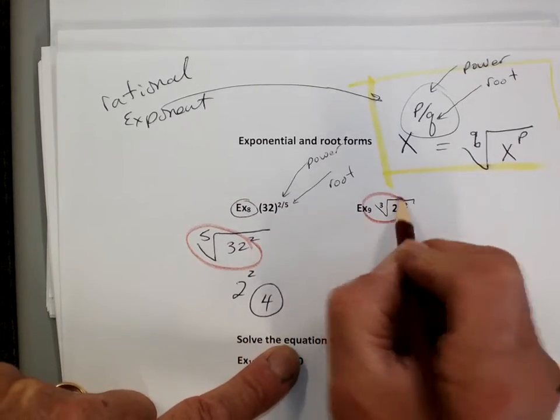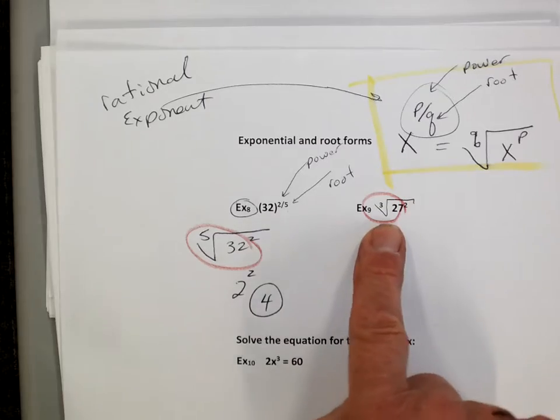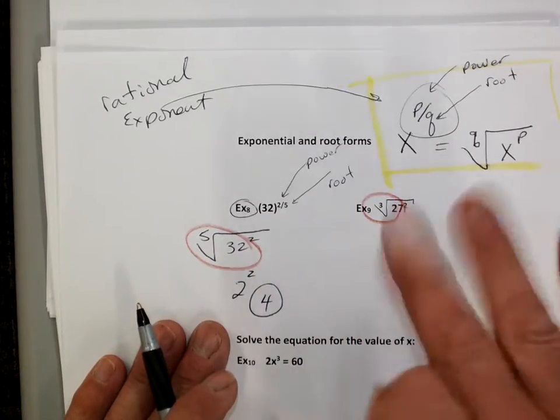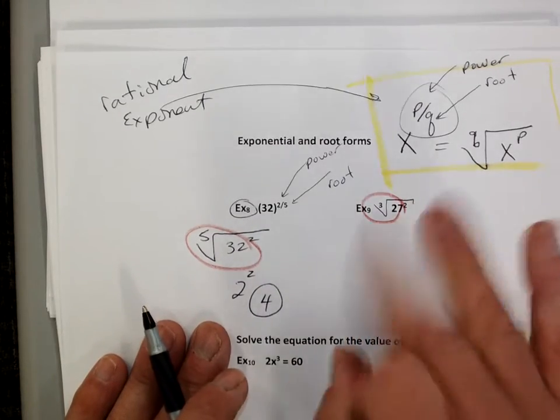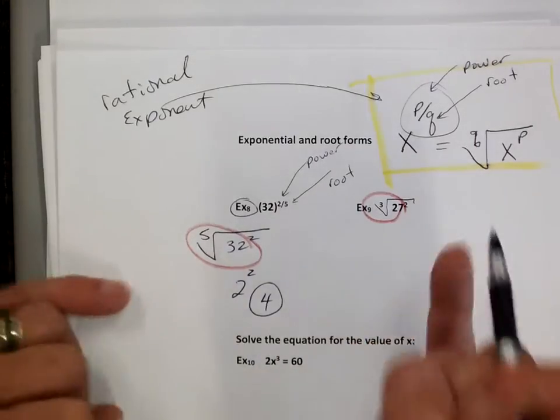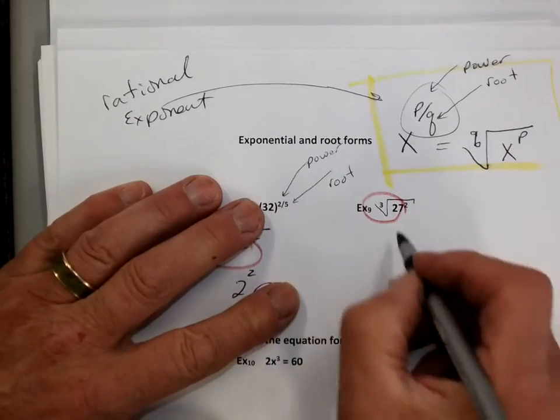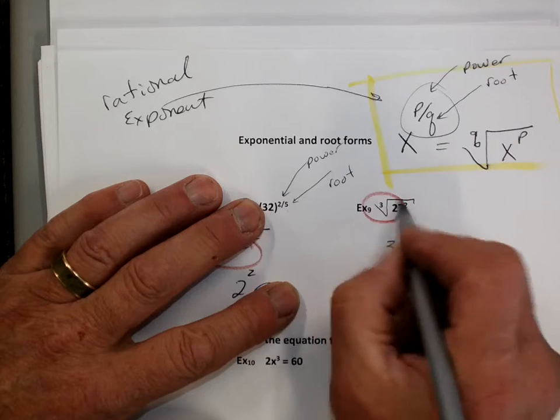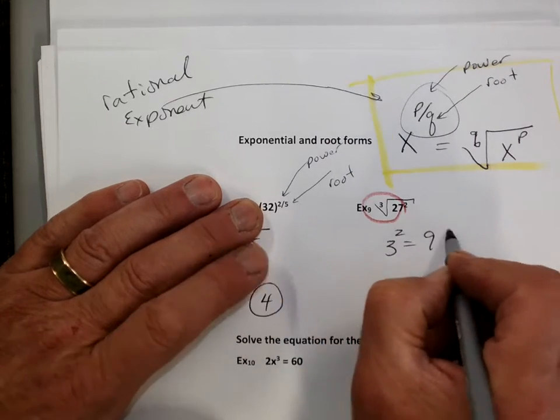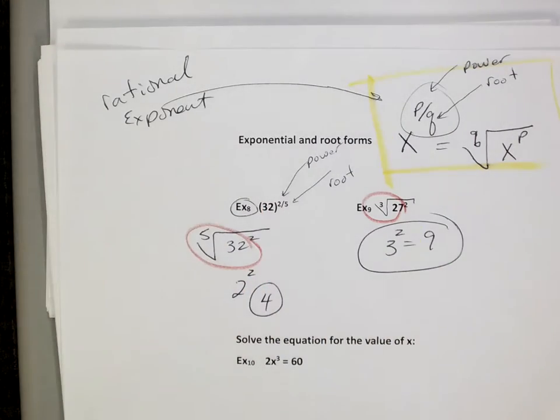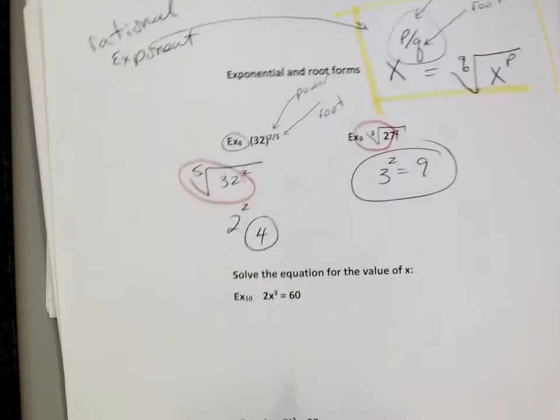Okay, I can do this first. So, what times what makes 27? What times what makes 27? Well, that's got to be 3, because 3 times 3 is 9 times 3 is 27. So I'm going to have a 3 squared, which is 9. Okay, there you go.